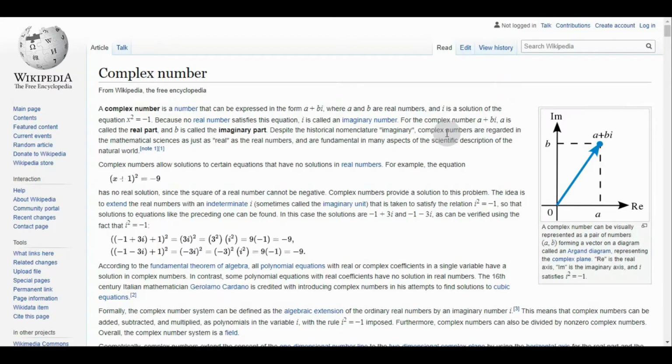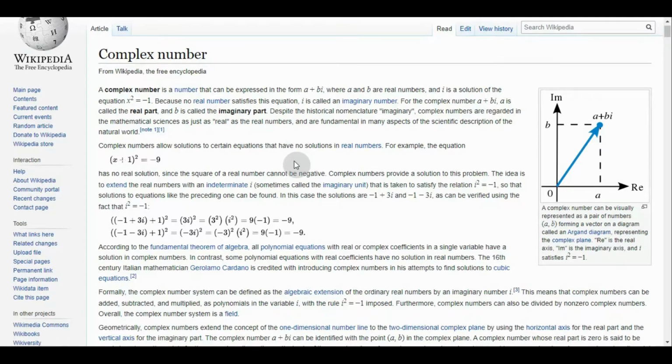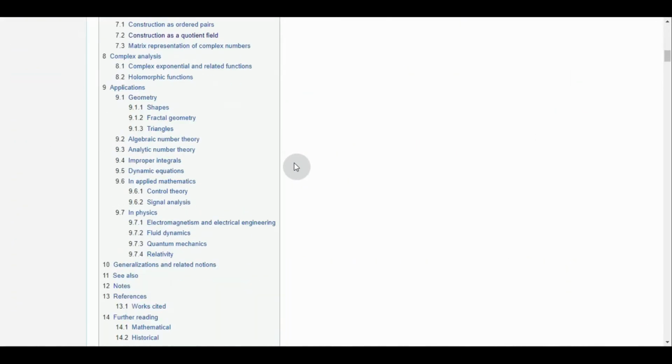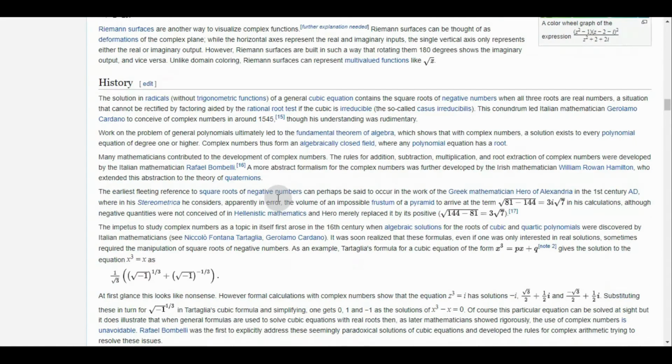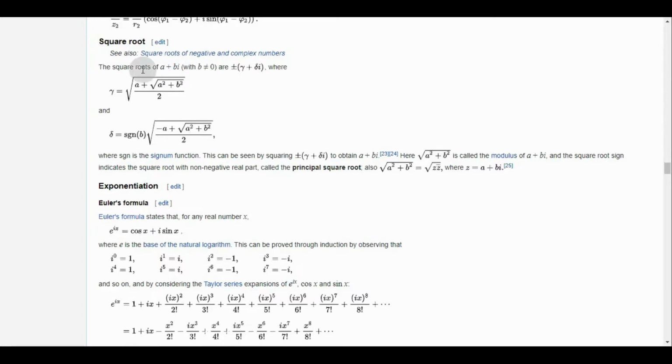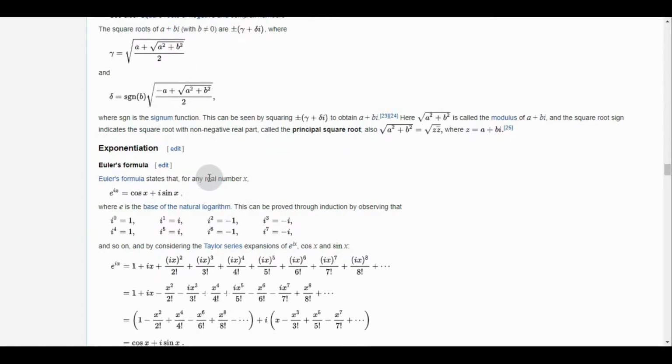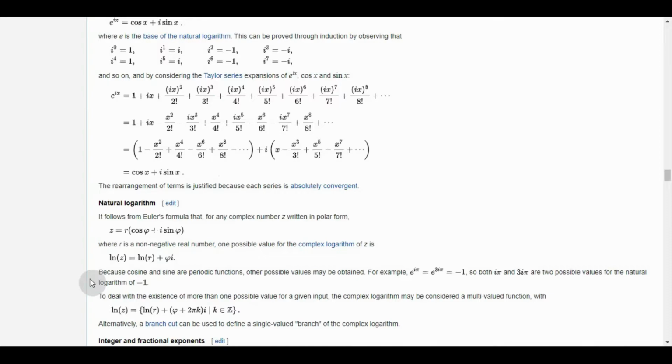Hi, we continue discussing the information unit structure concept on complex numbers. Today, I think we are dealing with the fifth segment of this discussion, and that's square roots, exponentiation, and natural logs. So we'll be dealing with that today.